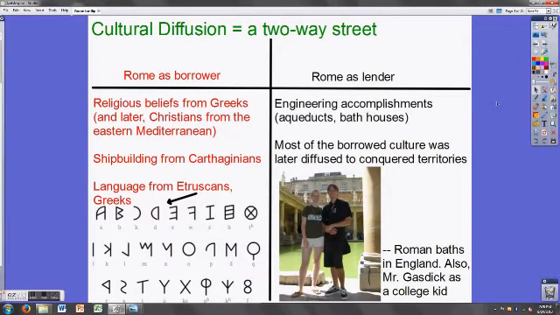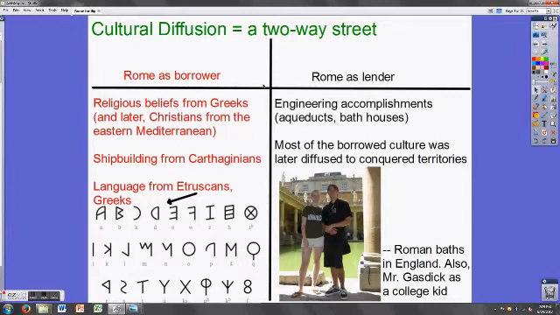Alright, so I just made a big stink about how Rome was responsible for diffusing a lot of its culture around the Mediterranean, and that's why we call it the Mediterranean region. But it's also important for us to remember that cultural diffusion is a two-way street. Rome not only introduced its culture to surrounding regions, but it took in the culture of those regions, and those cultures changed Rome itself. So really, we can talk about Rome as a borrower of cultures, as well as Rome as a lender of cultures.